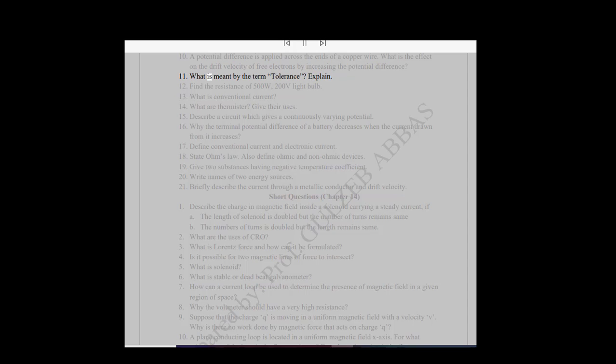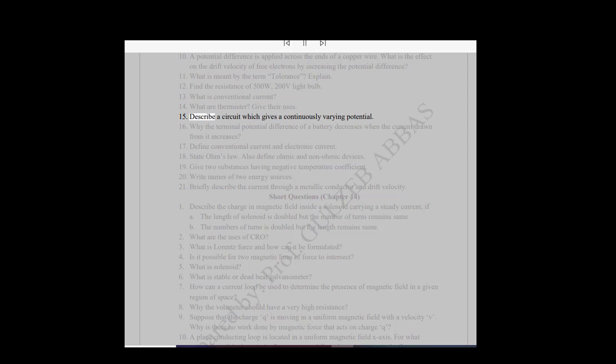11. What is meant by the term tolerance? Explain. 12. Find the resistance of a 500W 200V light bulb. 13. What is conventional current? 14. What are the Mr. Give their uses.